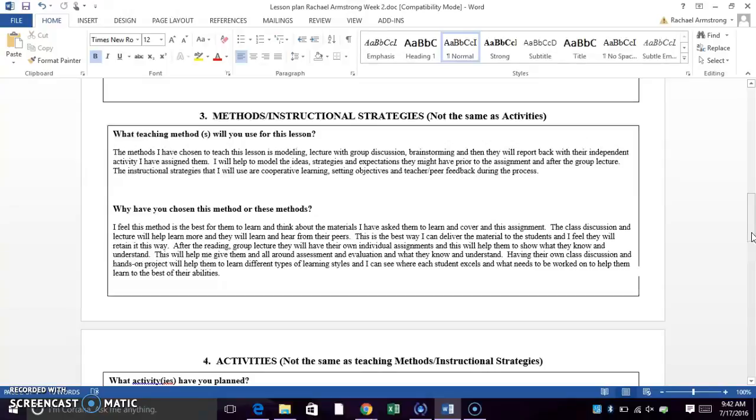This is the best way I can deliver the material to the students, and I feel that they will retain it better this way. After reading the group lectures, they're going to have their own individual assignments, and this will help them to show what they know and what they understand. This is also going to help me give them an all-around assessment and evaluation of what they know and understand and what they don't know.